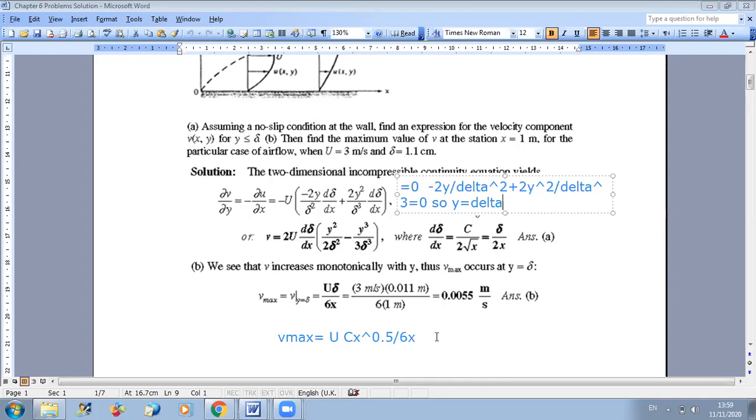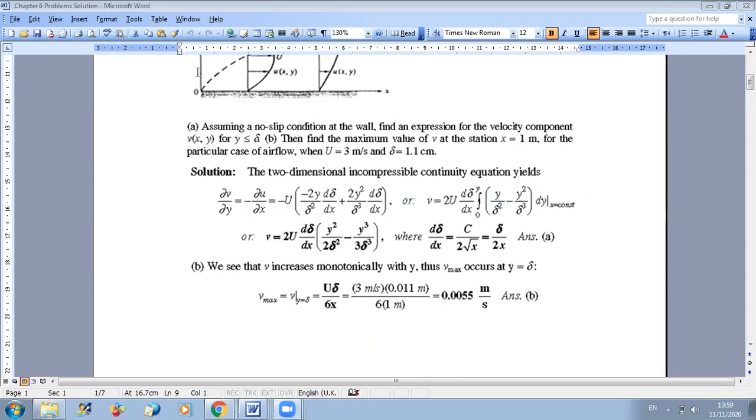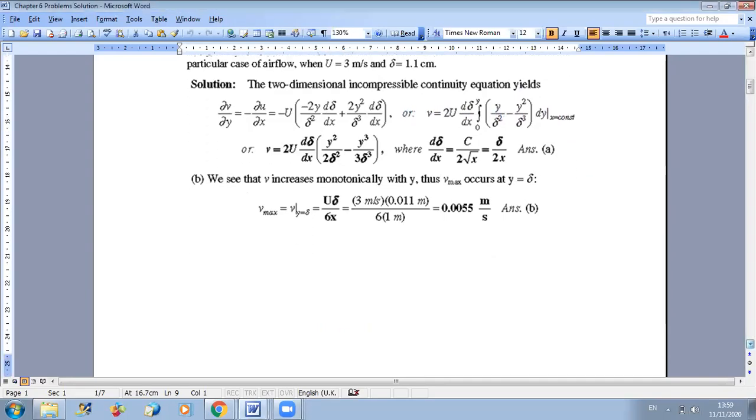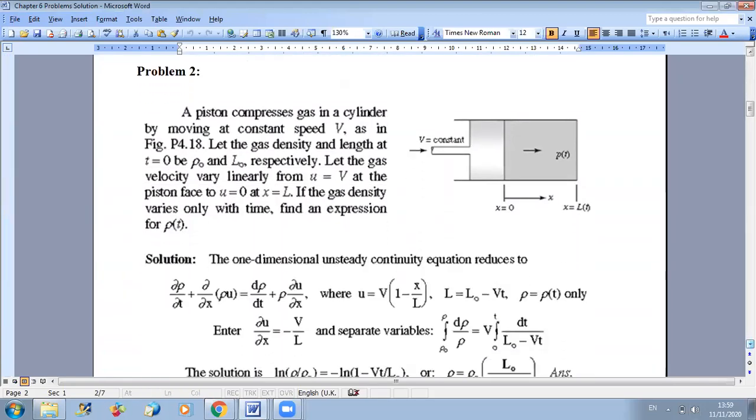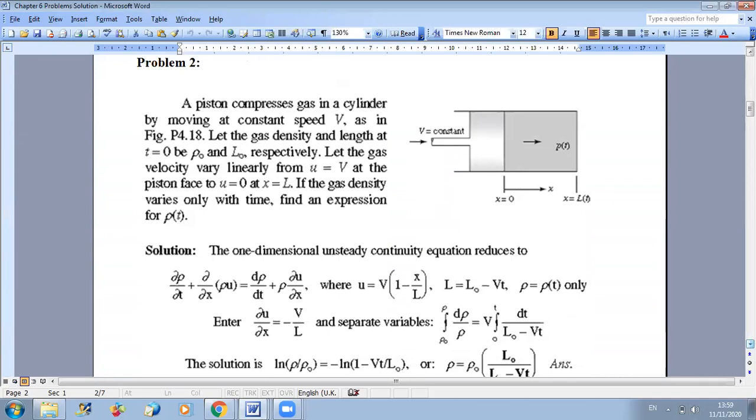Any other question? Okay. Let us pass to another problem. A piston compresses a gas in a cylinder by moving at constant speed v, as shown in the figure. Let the gas density and length at t equals 0 be ρ0 and L0 respectively. And let the gas velocity vary in a linear way from u equal to big V at the piston face to u equals 0 at x equal to L. If the gas density varies only with time, find an expression for rho function of time.